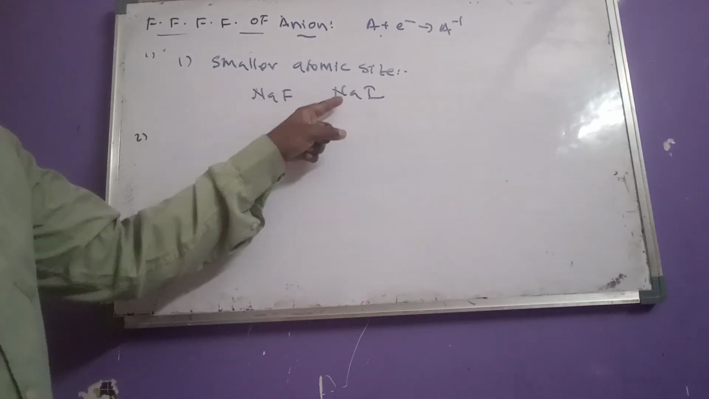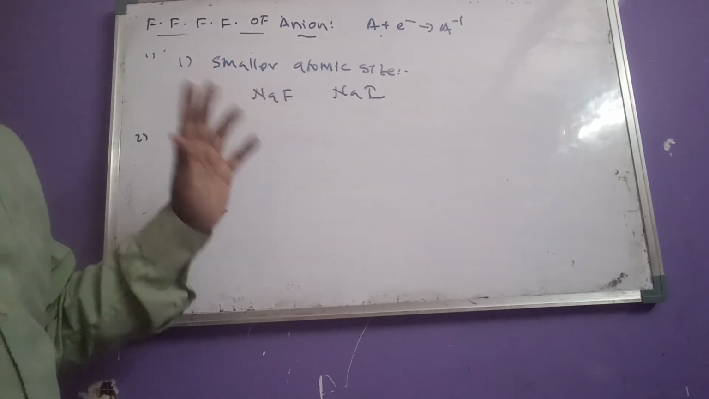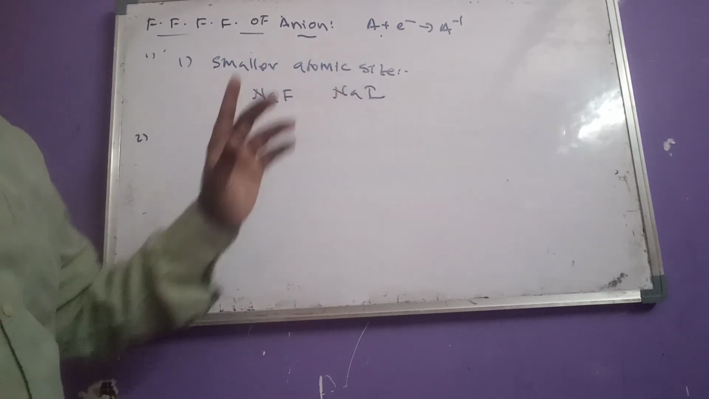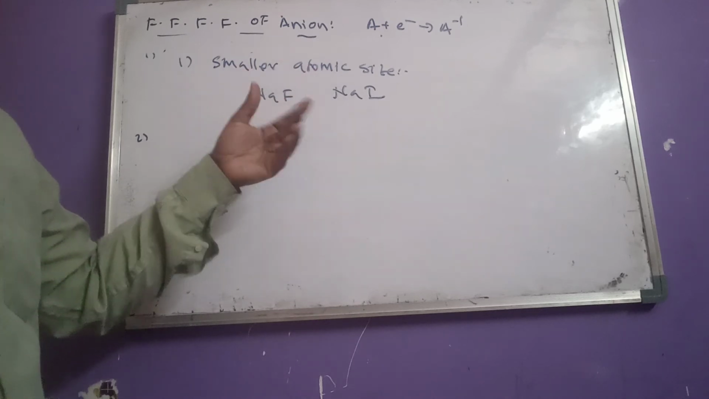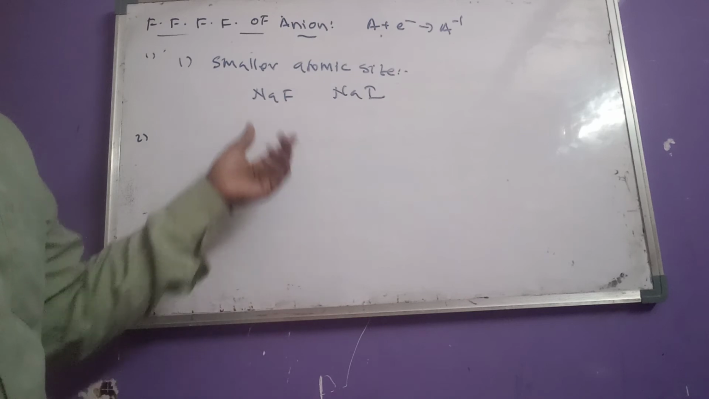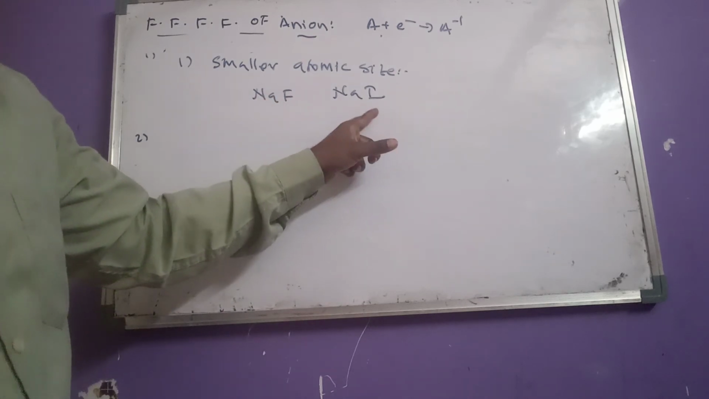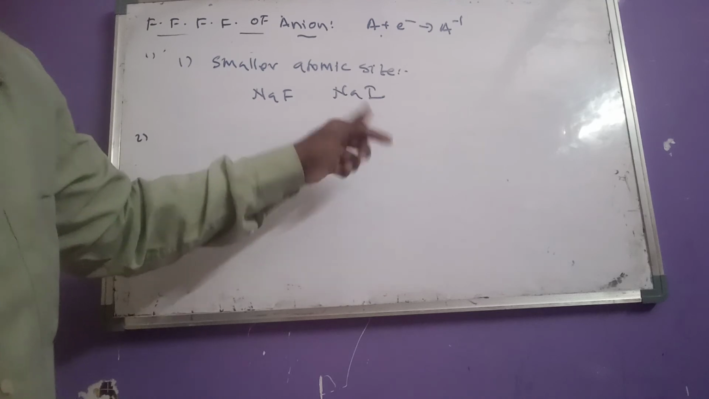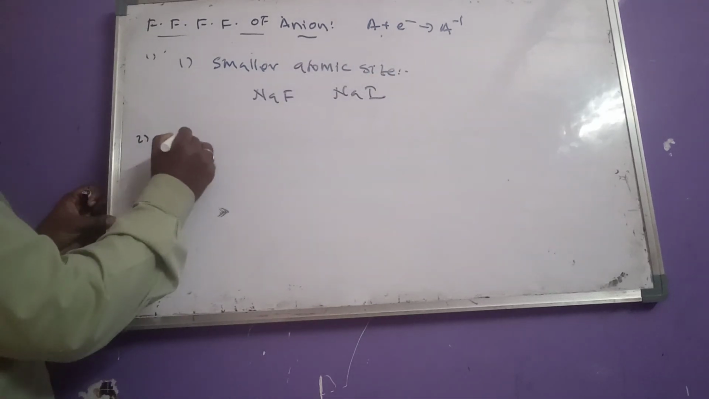Here sodium is common in both compounds, so no need to concern about that. Come to fluorine and iodine. As fluorine has smaller atomic size, it easily forms the anion. So NaF is more ionic in nature, but NaI is less ionic and more covalent in nature. So this is the first favorable factor.